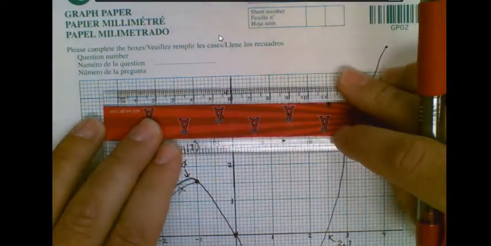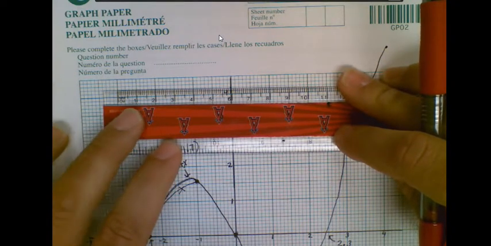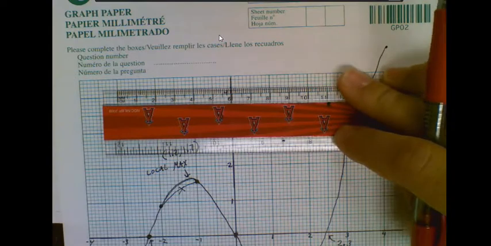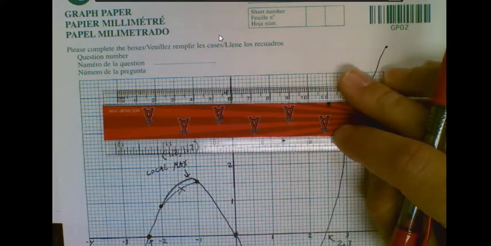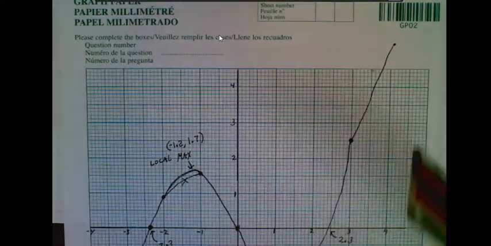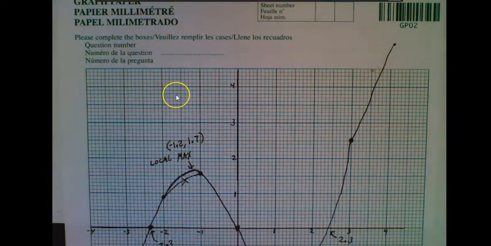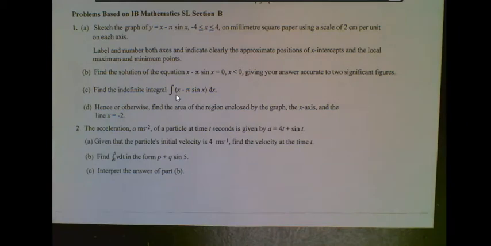that those lines represent centimeters. So that's 1 centimeter, 2 centimeters, 3 centimeters. Every centimeter, which is every fifth line, is a little bit darker, so it helps separate out what's what on there. For this one, they're giving us this graph to sketch, and obviously this is not your typical graph.